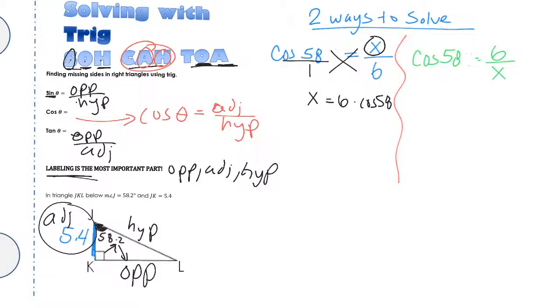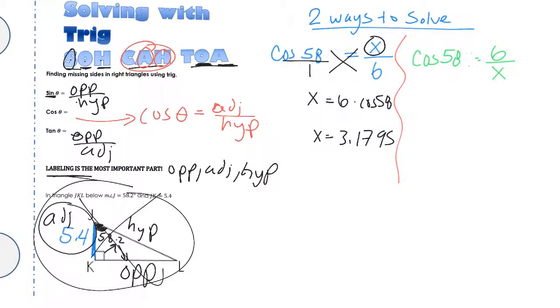If you have a scientific calculator, it's easier to do 58 and hit cosine first. So the cosine of 58 is 0.5299, then multiply that times 6, and we get x equals 3.1795. This has nothing to do with this triangle, by the way. I'm just showing you examples of how to solve, so don't look at this triangle right now.